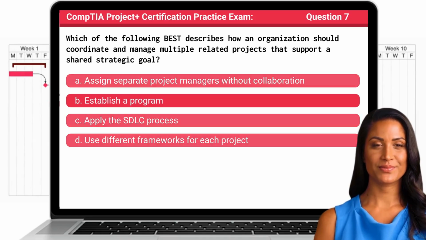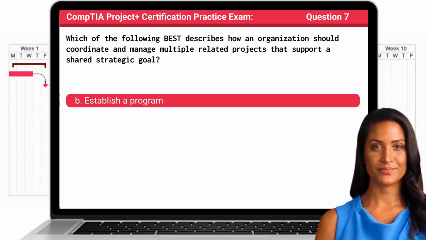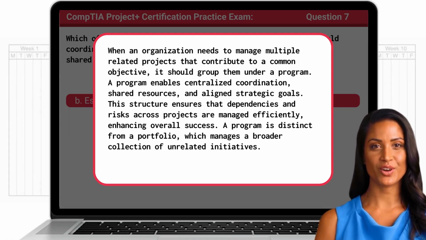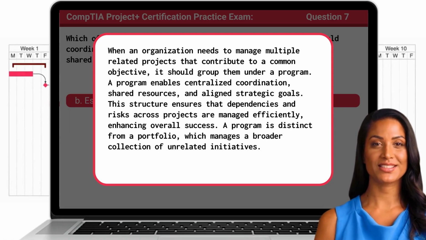The answer is B. Establish a program. When an organization needs to manage multiple related projects that contribute to a common objective, it should group them under a program. A program enables centralized coordination, shared resources, and aligned strategic goals. This structure ensures that dependencies and risks across projects are managed efficiently, enhancing overall success. A program is distinct from a portfolio, which manages a broader collection of unrelated initiatives.